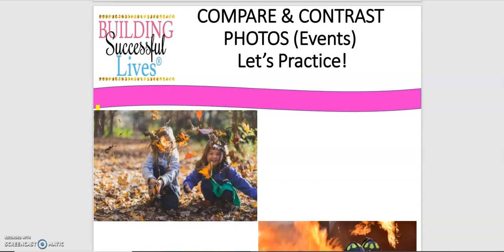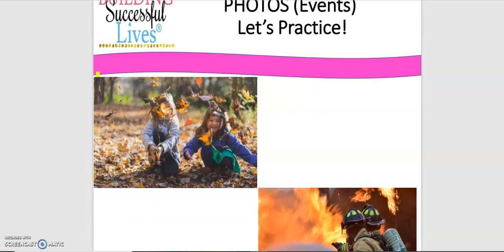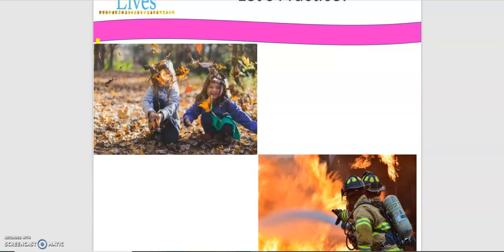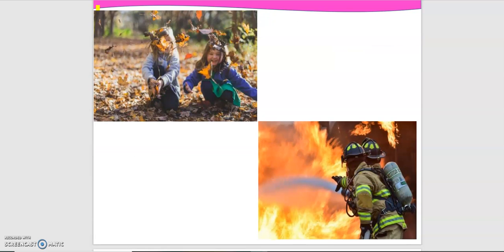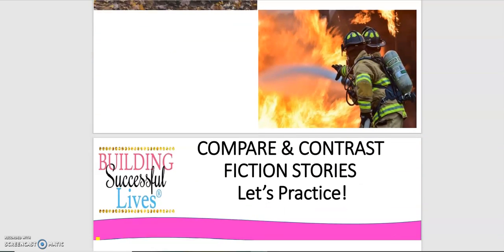Compare and contrast these photos or events. Both pictures, the people are outside doing something. They're similar because they're both people. They're different because in the top picture, those are little girls, and in the bottom picture, those are firefighters. In the top picture is different because the girls are playing in the fall leaves, and in the bottom picture, the firefighters are putting out a horrific fire.